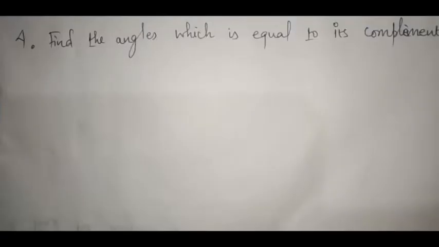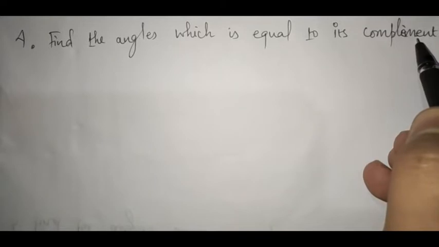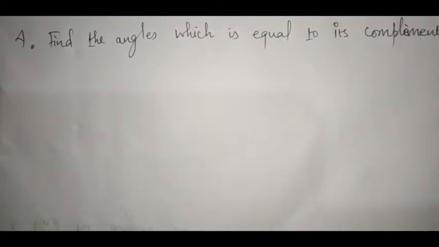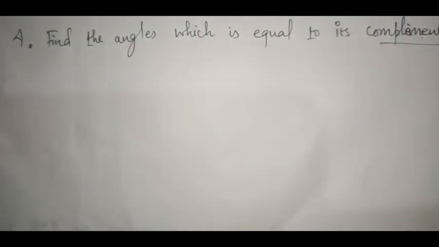Alright, so students, moving on to question number 4: find the angle which is equal to its complement. So you have to find the angles that will result in your complementary angle. You know that in complementary angles, the sum of the pair of angles is 90 degrees.